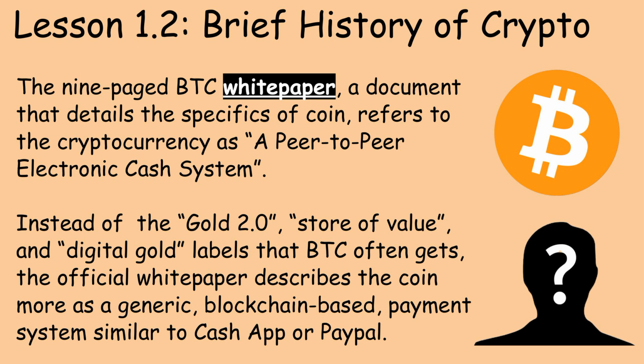So instead of the terms gold 2.0, store of value, and digital gold, those labels that Bitcoin often gets, the official white paper describes the coin more as a generic blockchain-based payment system similar to Cash App or PayPal. Even though it doesn't use the exact analogies of Cash App or PayPal, the tone is more like that. It's more generic than how it is sometimes marketed by Bitcoin enthusiasts, maximalists, etc.